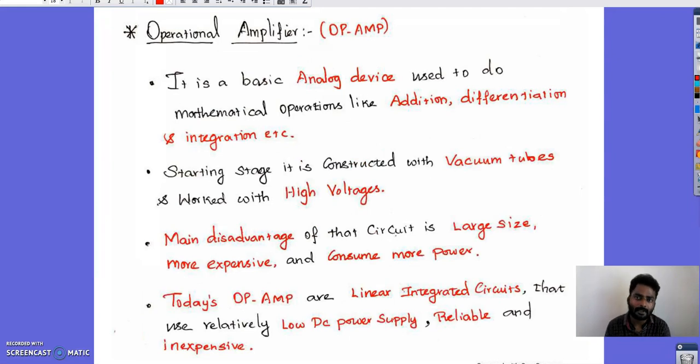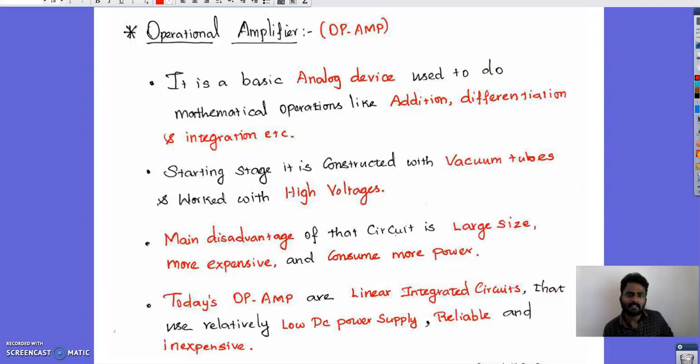And your next topic is operational amplifier. We generally call it as op-amp. Your operational amplifier is an analog device which is used to do some mathematical functions. The mathematical functions will be like addition, differentiation, integration, etc.